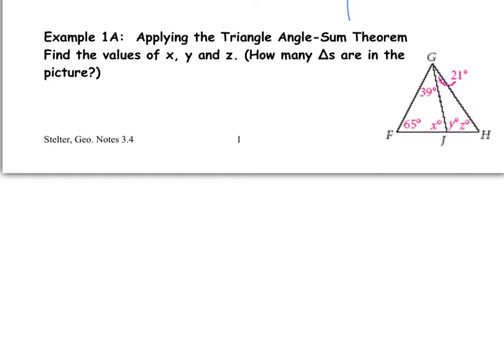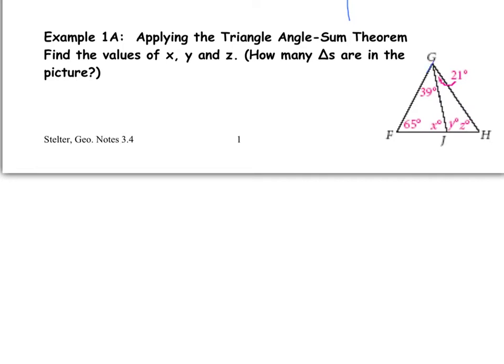Example 1A, look, I'm totally on the angle. We're applying that triangle sum theorem. So we've already proved it, so we're free to use it. And the first question I need you guys to think about is how many triangles are in this picture, because students often miss this information. So think about it for a second. Hopefully you're thinking to yourself 3.